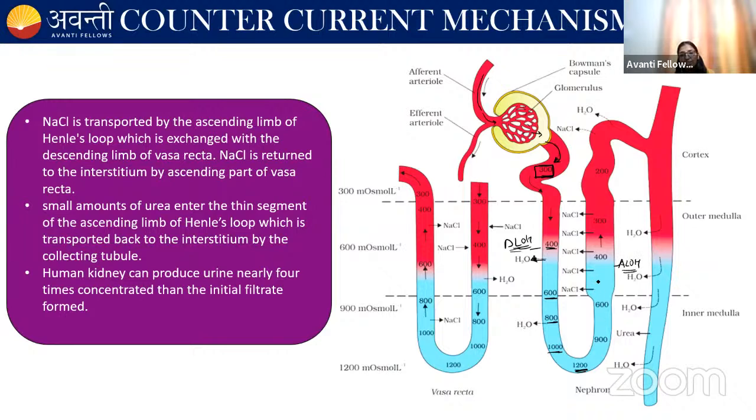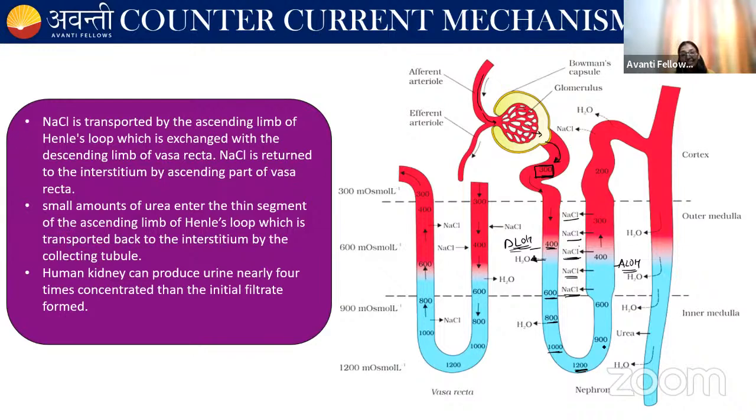Okay, when it reaches the ascending limb of loop of Henle, what will happen now? Salts are reabsorbed. Remember, salts are reabsorbed. Now all the NaCl will be reabsorbed. NaCl is a solute. If I reabsorb all the solute, then what will happen? Now all the solute will be reabsorbed.